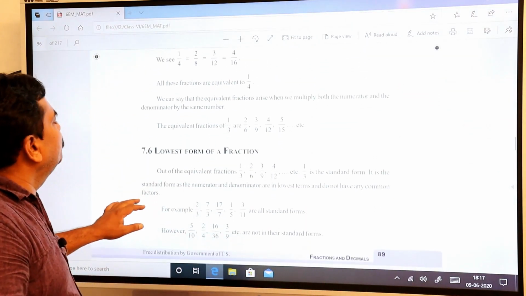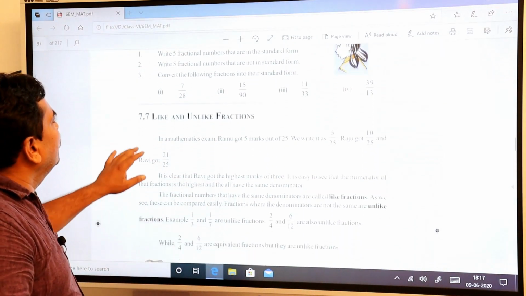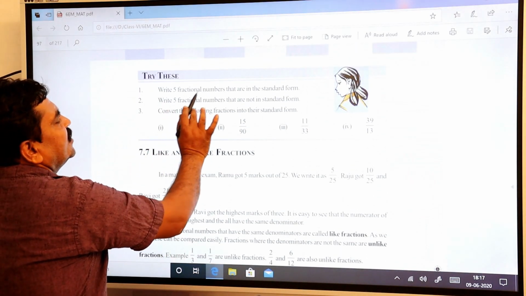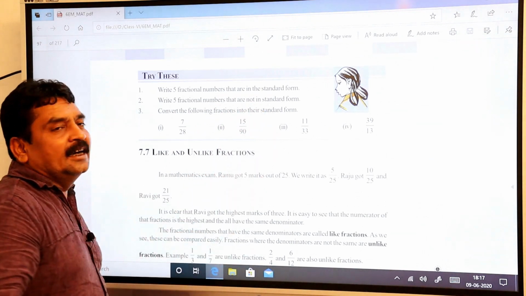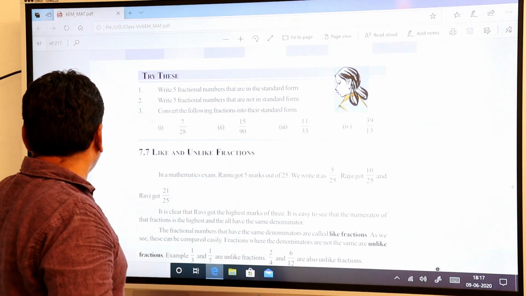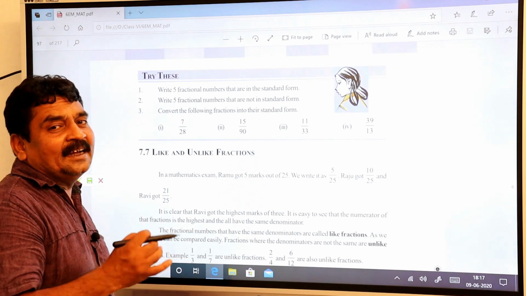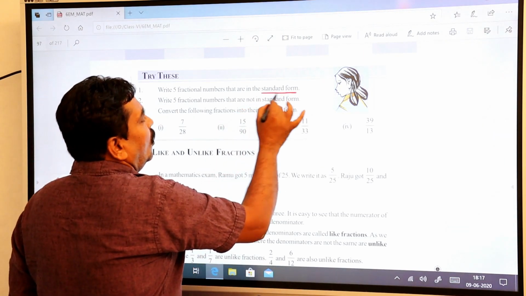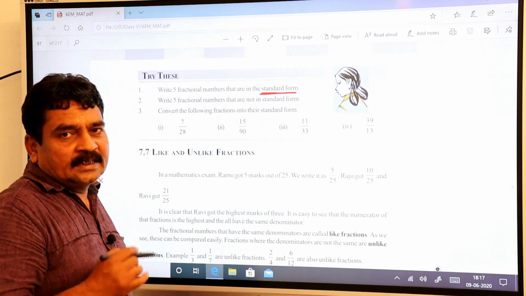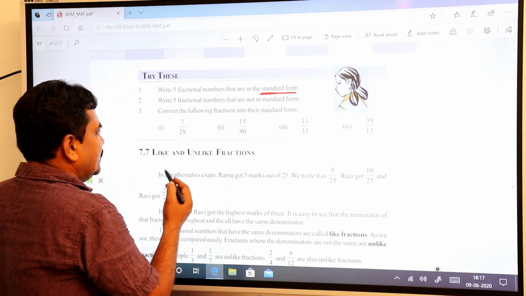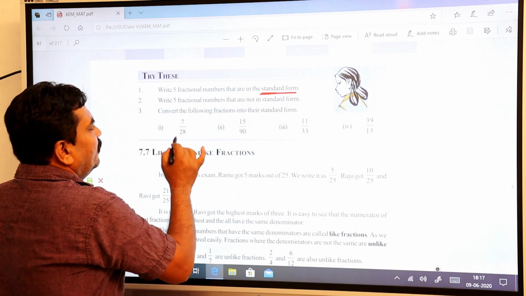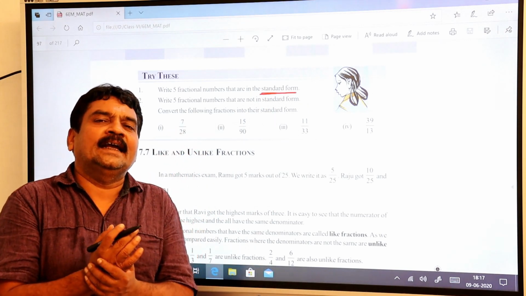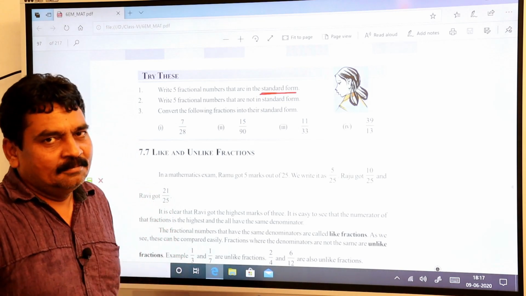If we practice these things, you can definitely do it. Write down 5 fractional numbers that are in standard form. Yes, the lowest fraction form is also called standard form. Let me give you an example. Standard form means you should not have a common factor except 1. Right?